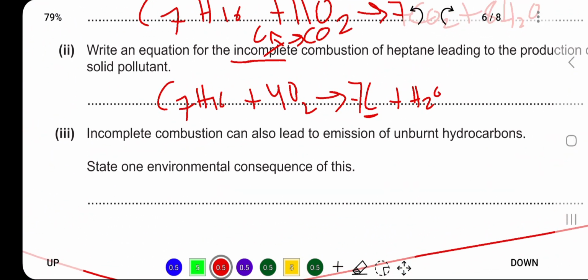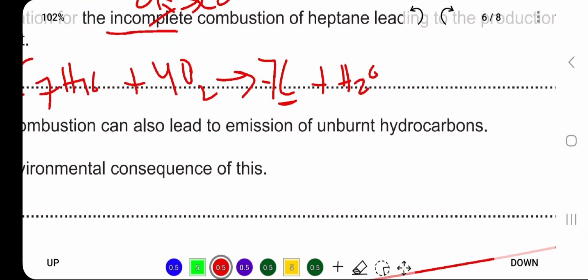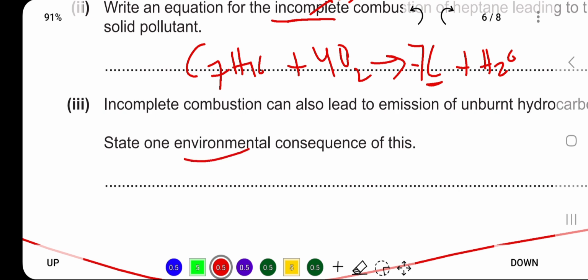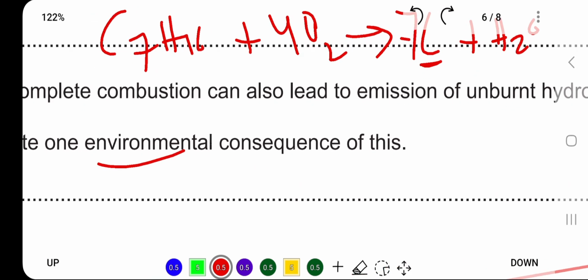Anyways, incomplete combustion can lead to emission of unburned hydrocarbons. State one environmental consequence of this. Learn it. With PAN.